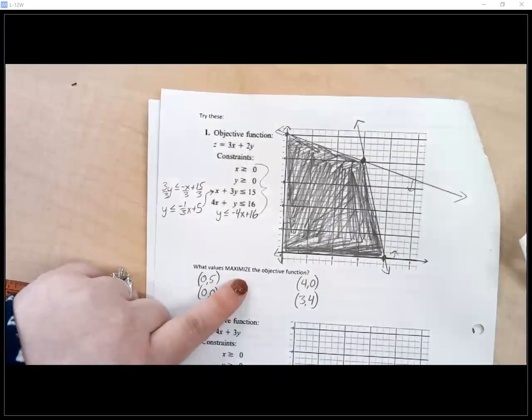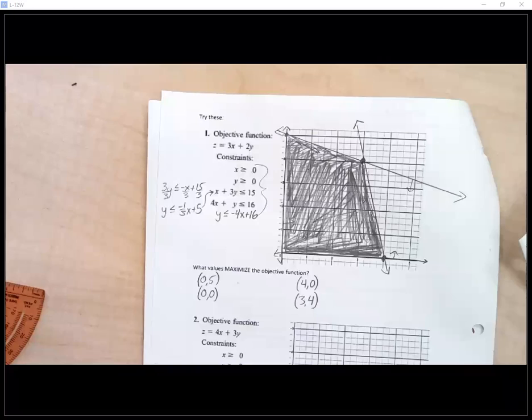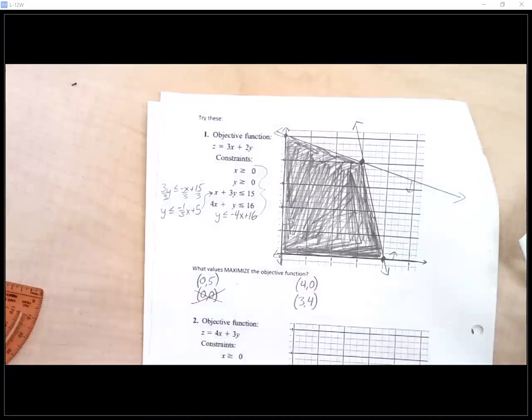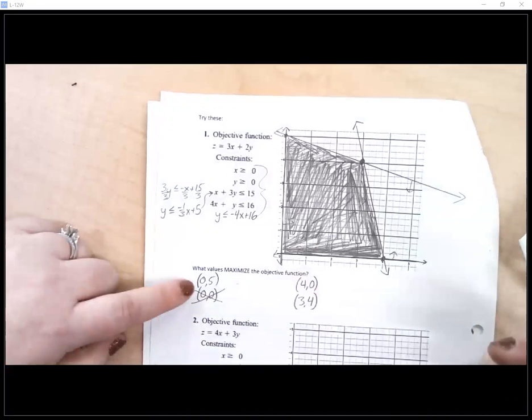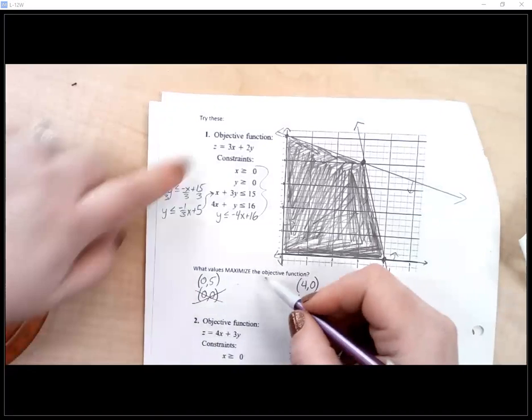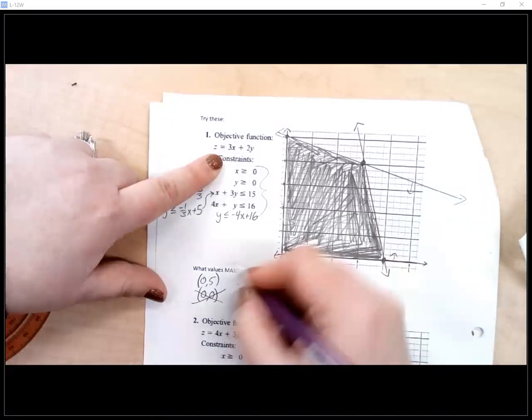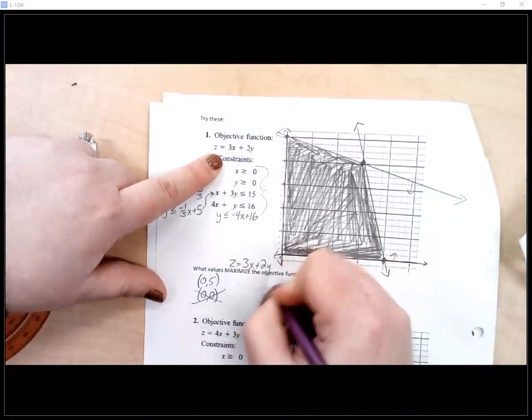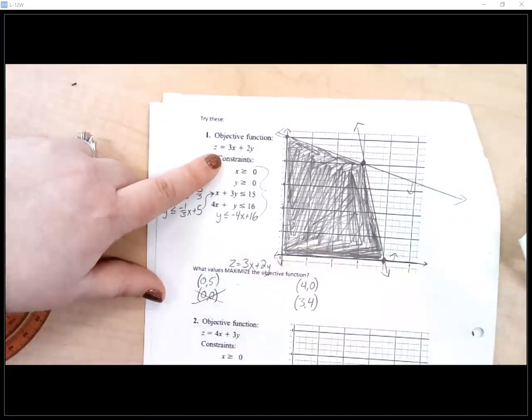So I already know one of these is not going to be the answer, right? Who's already out? 0, 0. There's no way. If I don't make any, that's not going to make me any money. So I don't even have to bother with that one. The answer is just 0. But now take that objective function, which is z equals 3x plus 2y.